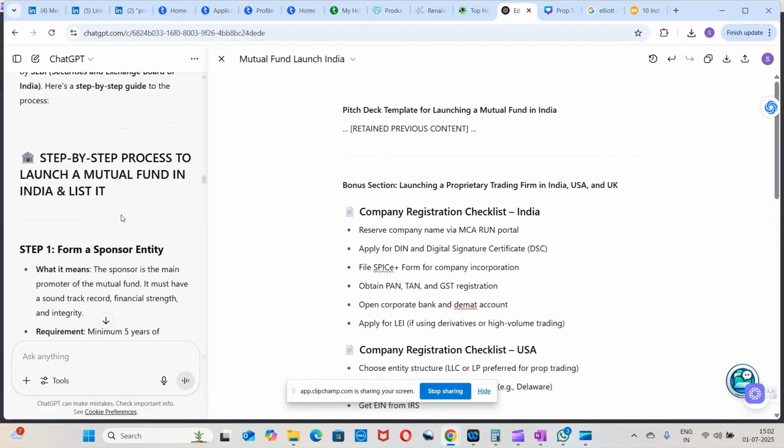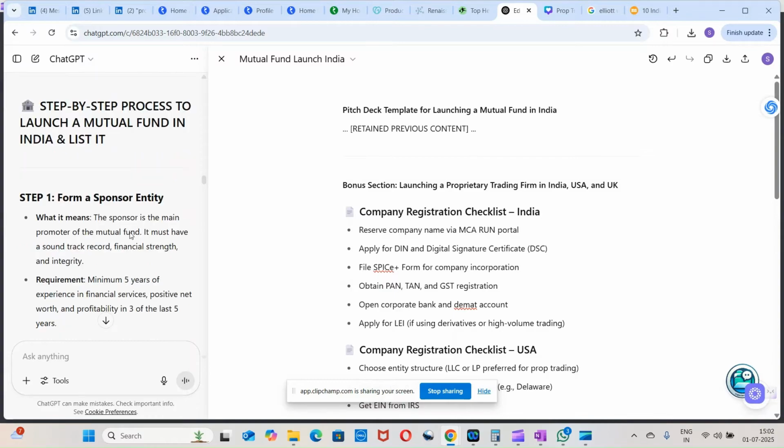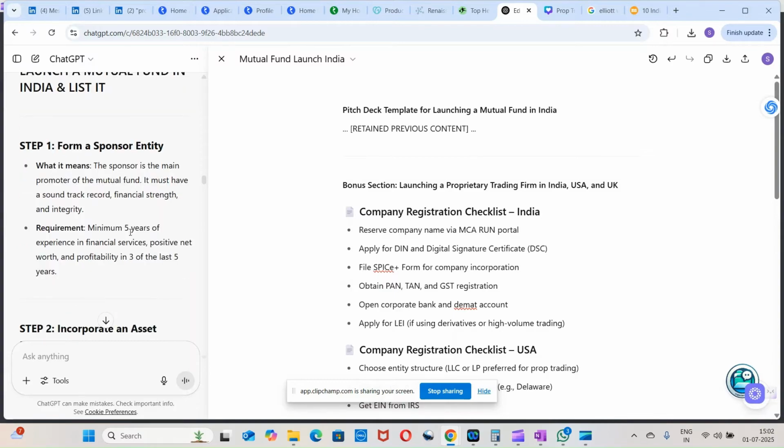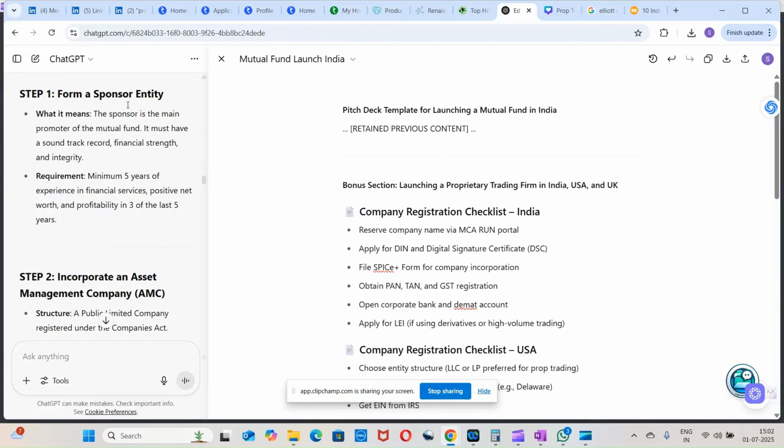The first step is to form a sponsor entity. What is a sponsor entity? The sponsor is the main promoter of the mutual fund. He must have a very sound track record, financial strength, and integrity. The requirement is a minimum of 5 years of experience in financial services and positive net worth and profitability in at least 3 of the 5 years. That's the definition of a sponsor.